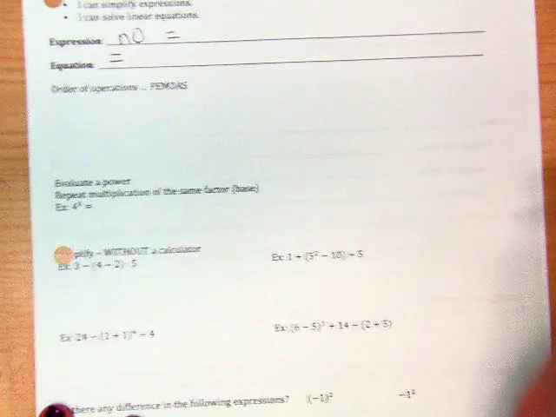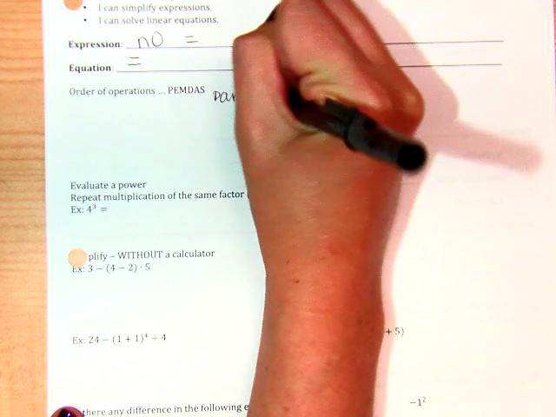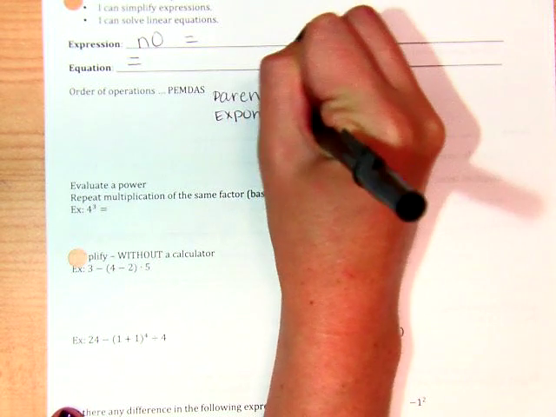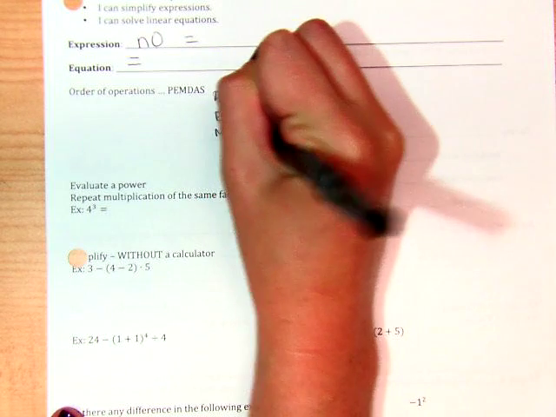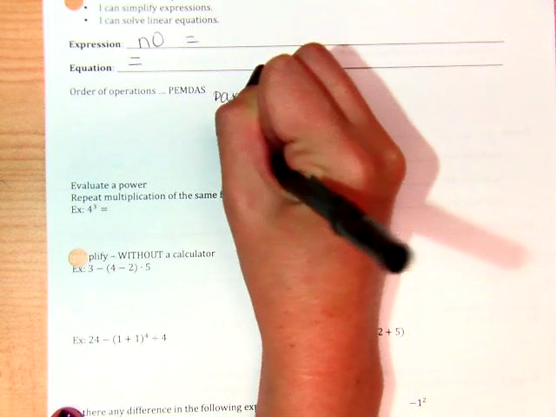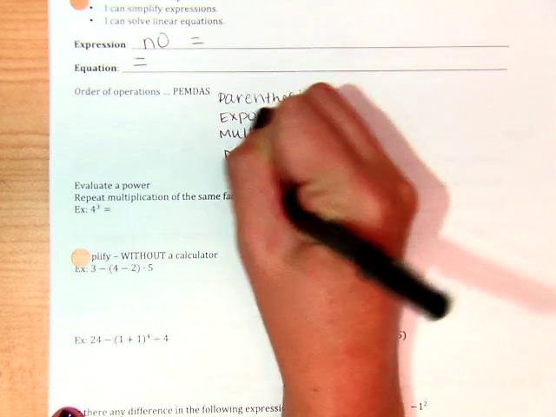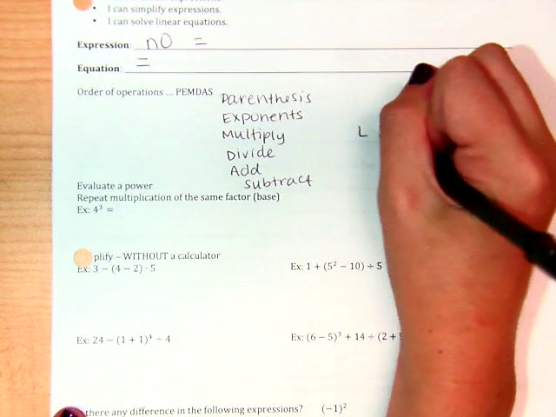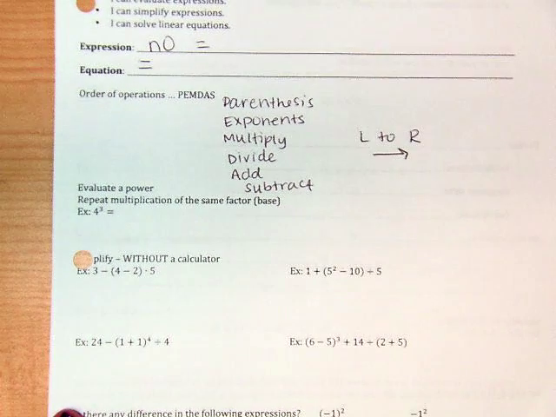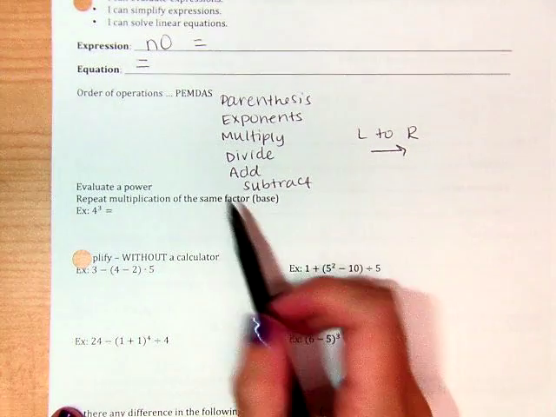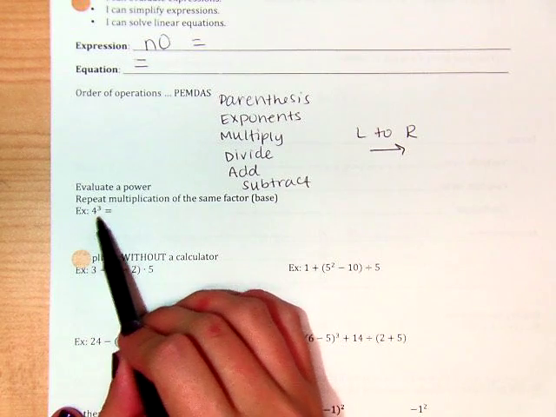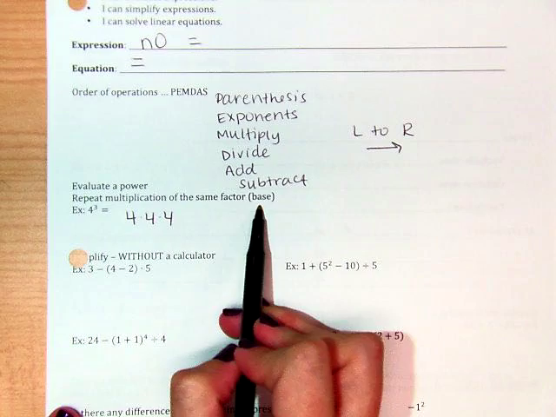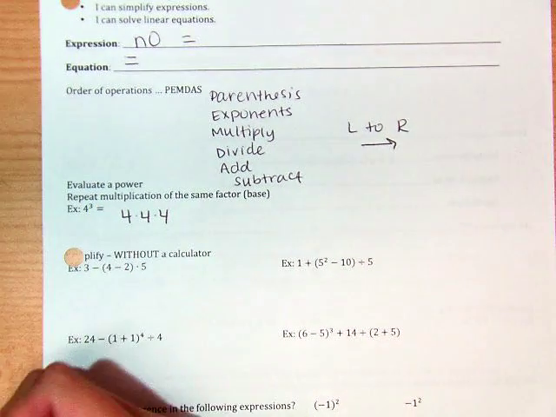If you remember what those stand for, it is parentheses, exponents, multiply, divide, add, and subtract. And you do this reading left to right, just like you normally do. Evaluating a power, really all this is, I want you to know that 4 to the third is really 4 times 4 times 4. 4 is the base, 3 is the exponent.